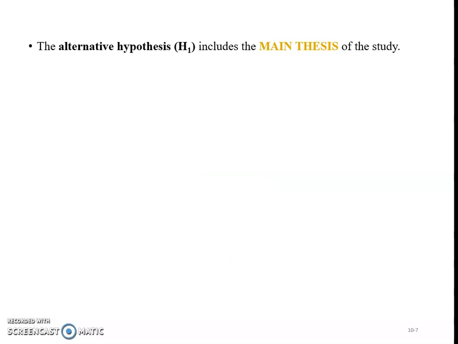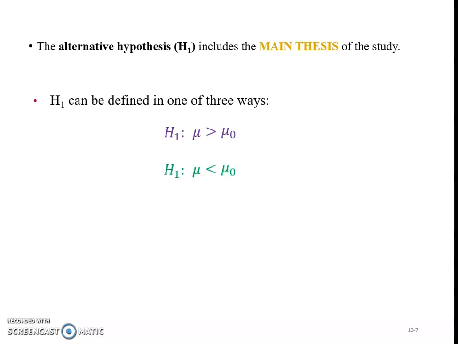Now, the alternative hypothesis is the hypothesis that includes the main thesis of the study. It can be defined in one of three ways. H1 is mu greater than mu null, mu less than mu null, or mu not equal to mu null. If it is defined as mu greater than mu null, it is a right-tailed test. If it is mu less than mu null, it is a left-tailed hypothesis. And if it is mu not equal to mu null, it is a two-tailed hypothesis.